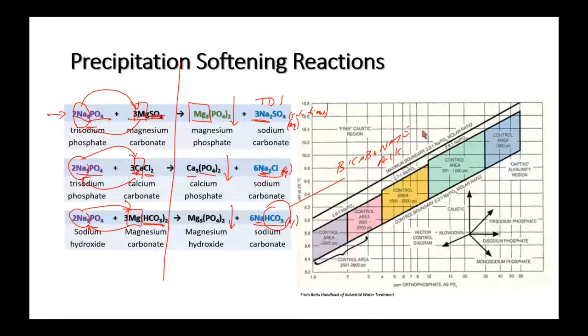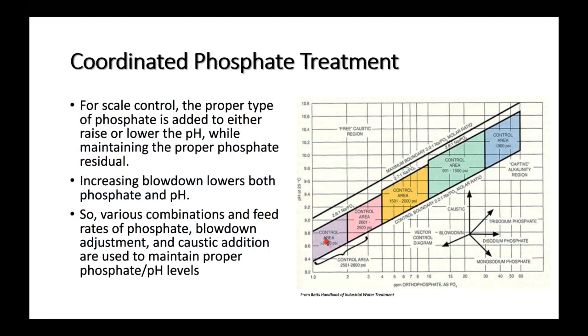And bicarbonate alkalinity yields CO2 potential, which gets into our condensate return and forms carbonic acid, which eats our condensate return lines. So it's there, but we're going to deal with that. When we get into corrosion, we'll see that we have amines that we add to the boiler water, and they can take care of that carbonic acid that may form. So those are the precipitation softening reactions.